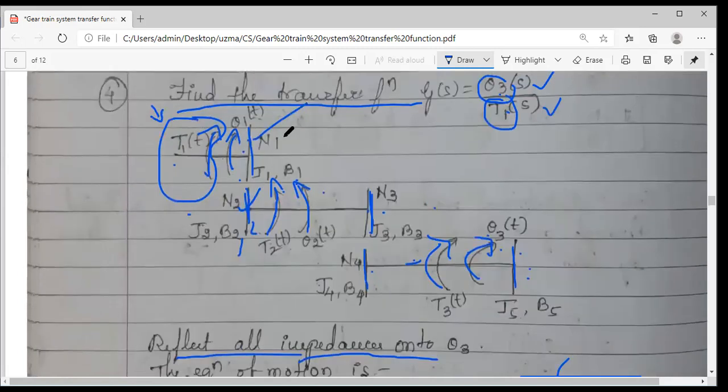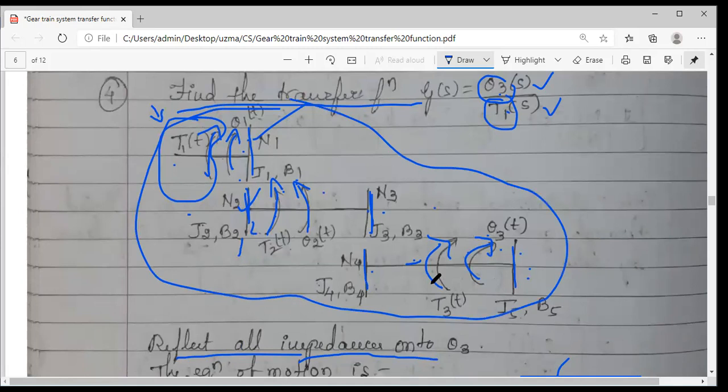Now, taking the reflection, the very first thing is I have to transform this into a mechanical system which does not have gears. So when I transform, the gears will not remain in the equivalent system. So you have a shaft, you have a torque, you have a theta. Let me take T3, because the final destination shaft is this one. So T3 and theta 3 you have.